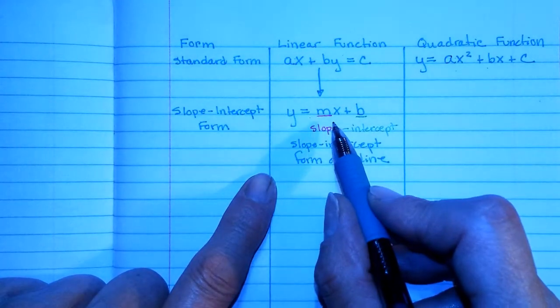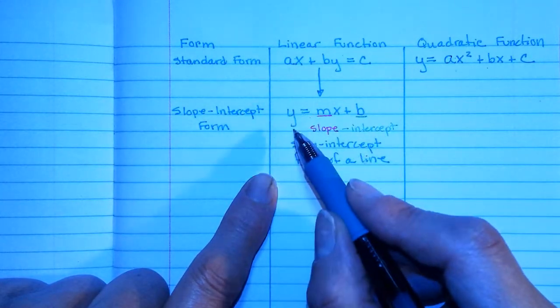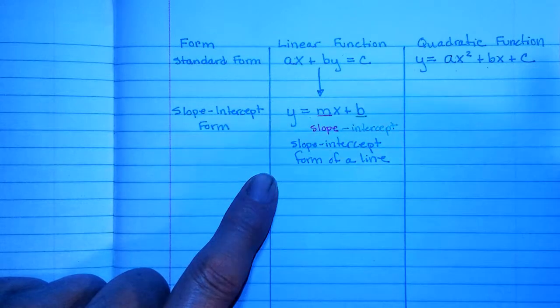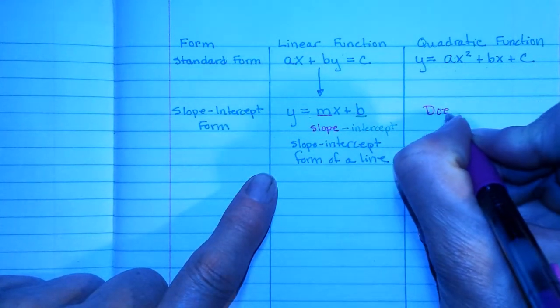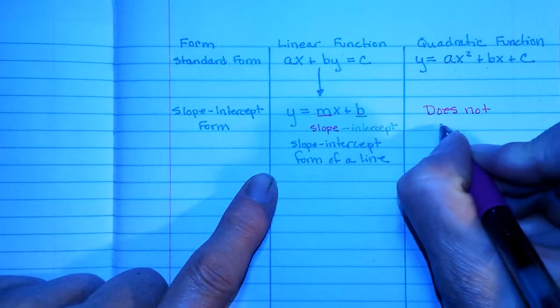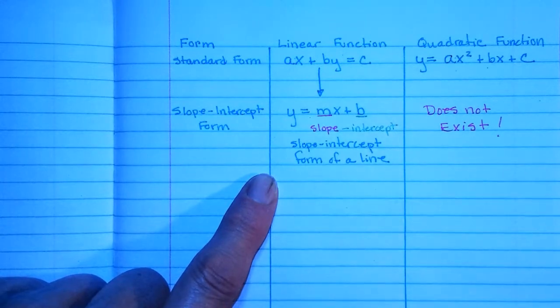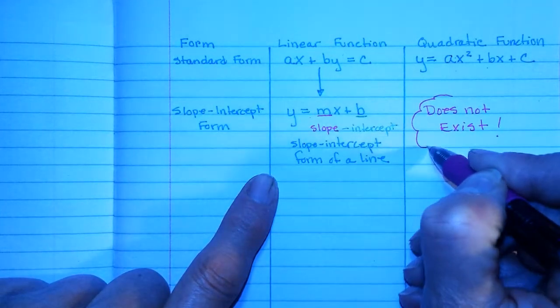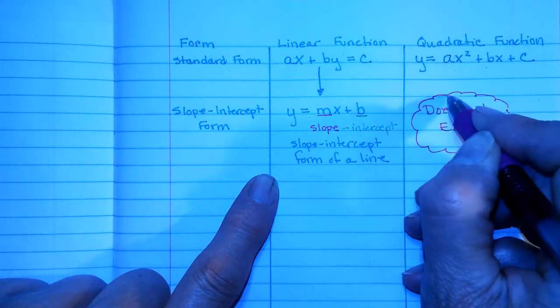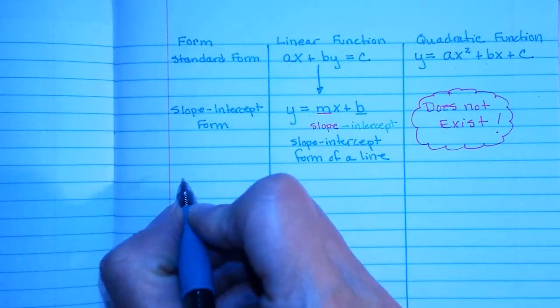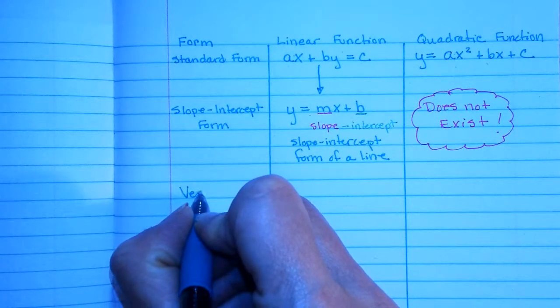So what we need to understand is this only happens for lines. It does not exist in our quadratic function. So over here I'm going to write does not exist. Okay? It does not exist in our quadratic function. That is only a linear thing. So now we're going to move on to something that we had studied with absolute value, and that's vertex form.